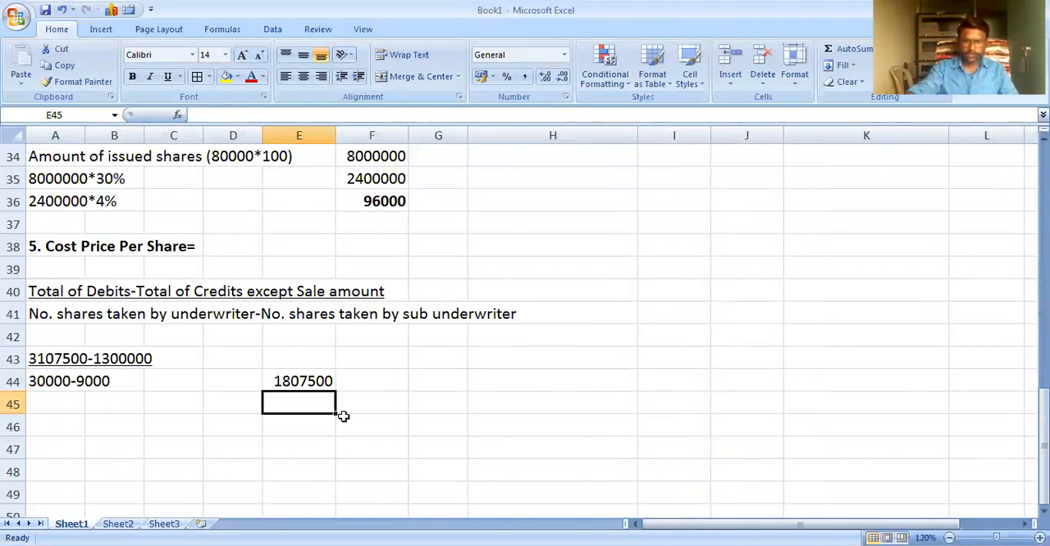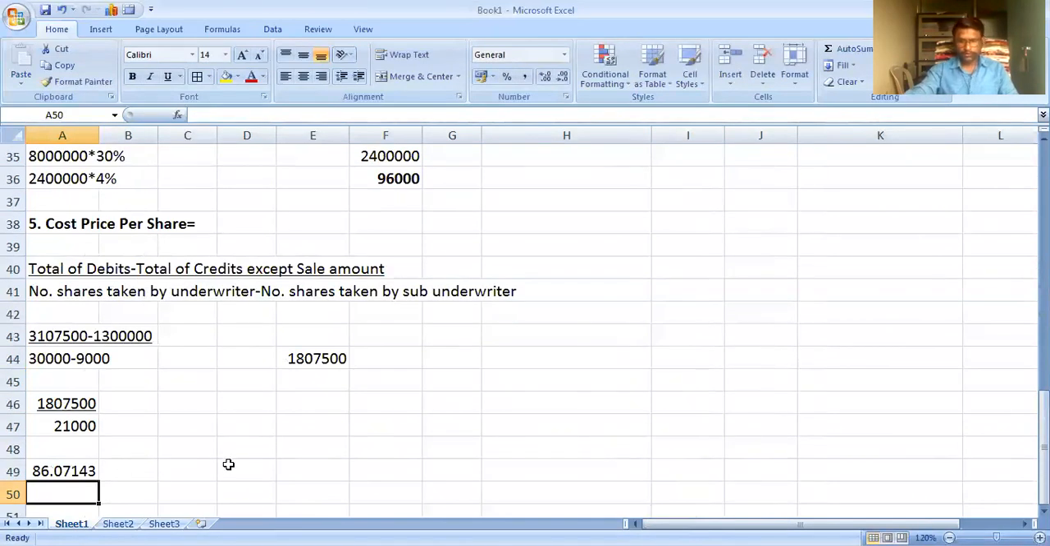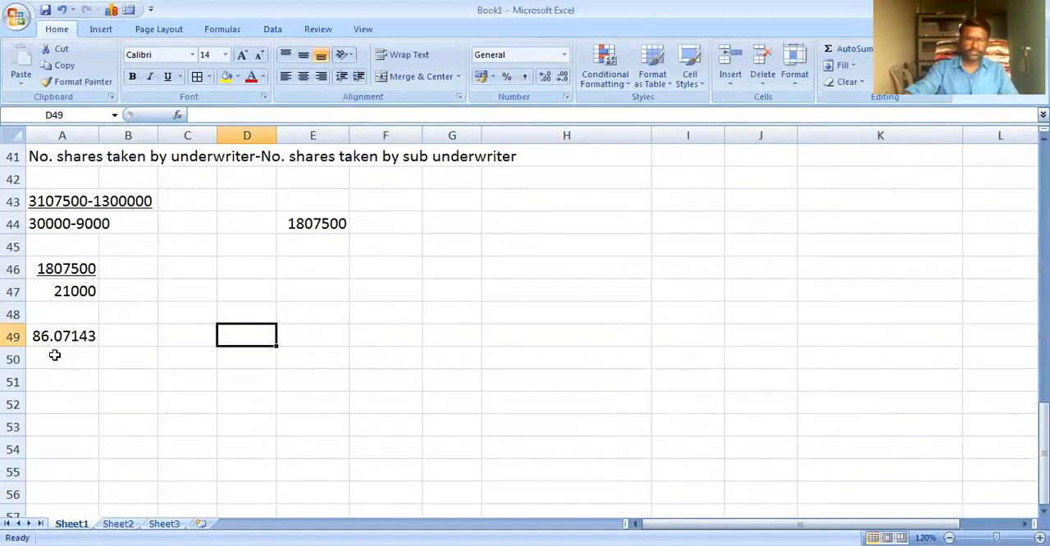Thirty-one lakh seven thousand five hundred minus thirteen lakh, difference is 18,07,500, divided by 30,000 minus 9,000, difference is 21,000. 18,07,500 divided by 21,000, the amount is 86.07143, approximately 86.07. Cost price per share is 86.07.